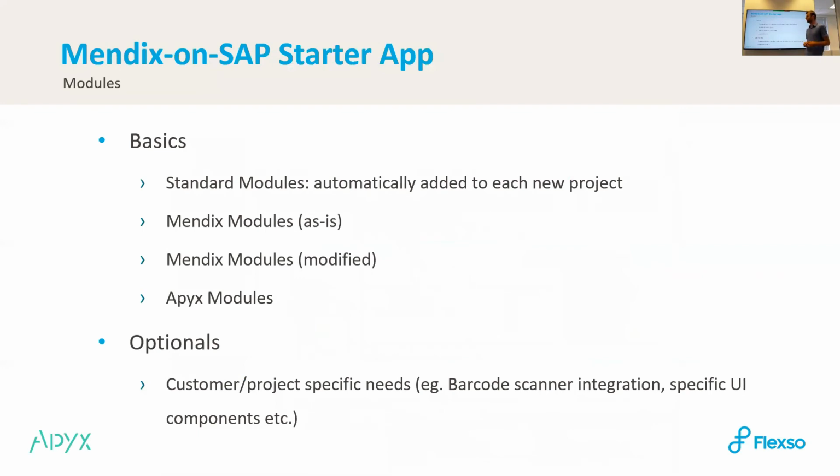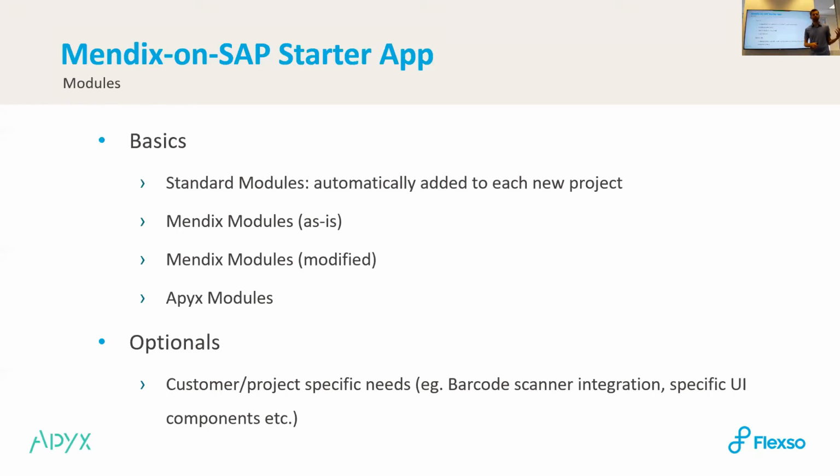So, with that knowledge, when we look at our Mendix-on-SAP starter app, what we deliver in our package are the basics, what we think every SAP customer needs to extend SAP. So of course, it's those standard modules which you will always have. We search for existing Mendix modules that make sense to use. We modified some Mendix modules, especially those modules within SAP link to it. And then we have some modules we built ourselves that can be of use for you as well. And then there are optionals, things we use in a customer or project-specific need.